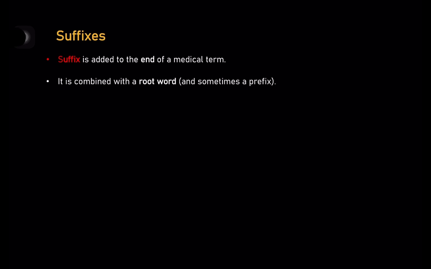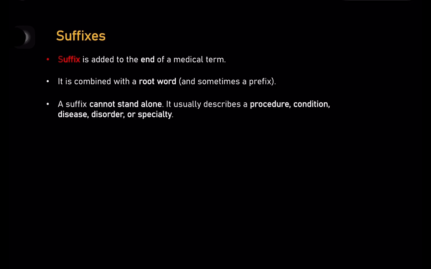Now let's look at suffixes. What's a suffix? We know it comes at the end of a medical term, and it is combined with a root word and sometimes a prefix as well. So a prefix may or may not be there. Like you saw in the previous example, gastroscopy did not have a prefix, it just had a root word and a suffix. A suffix usually describes a procedure, a condition, disease, a specialty, or a disorder, and it cannot stand alone. So it has to be combined with a root word in order to give it a meaning.